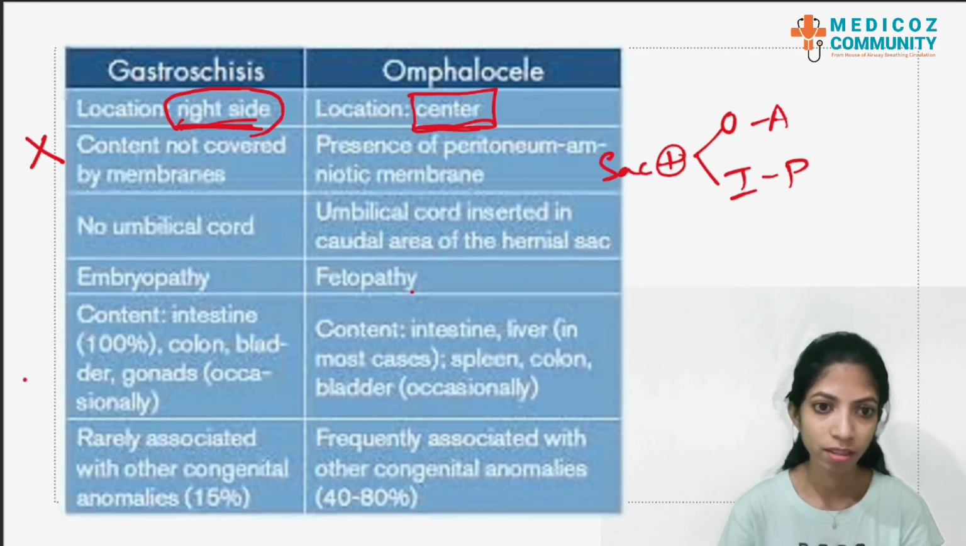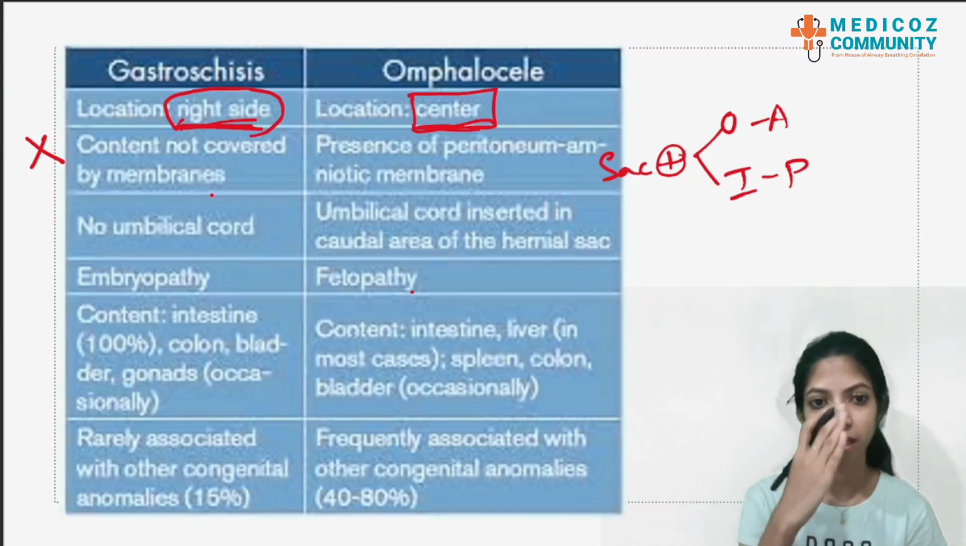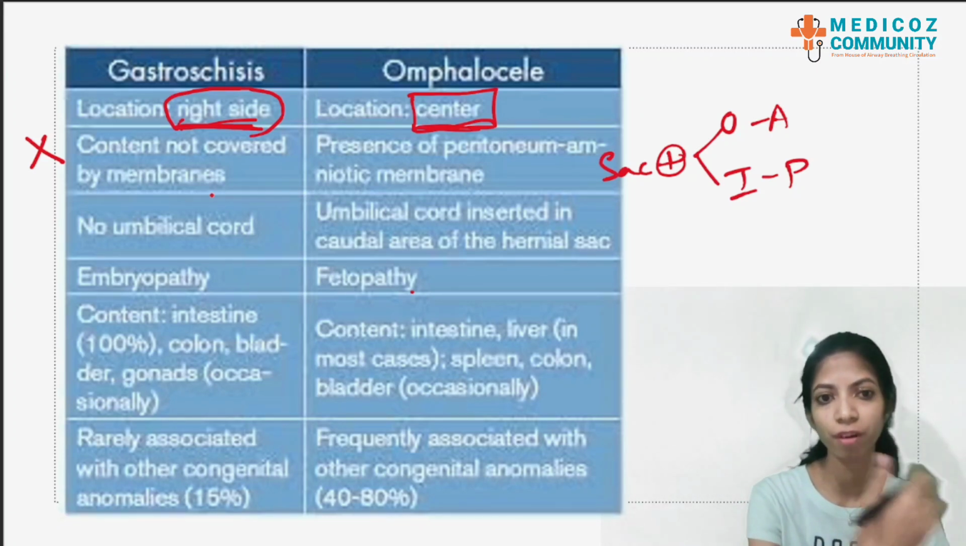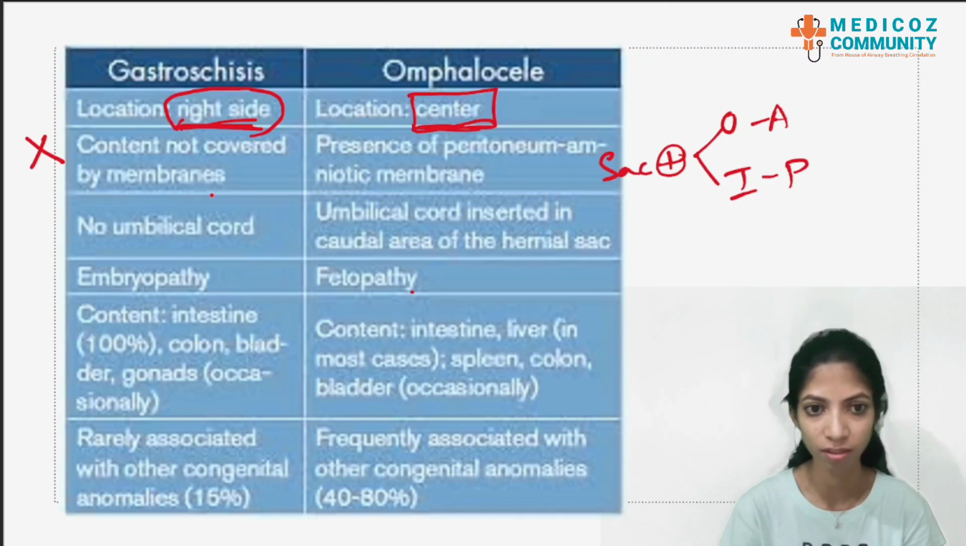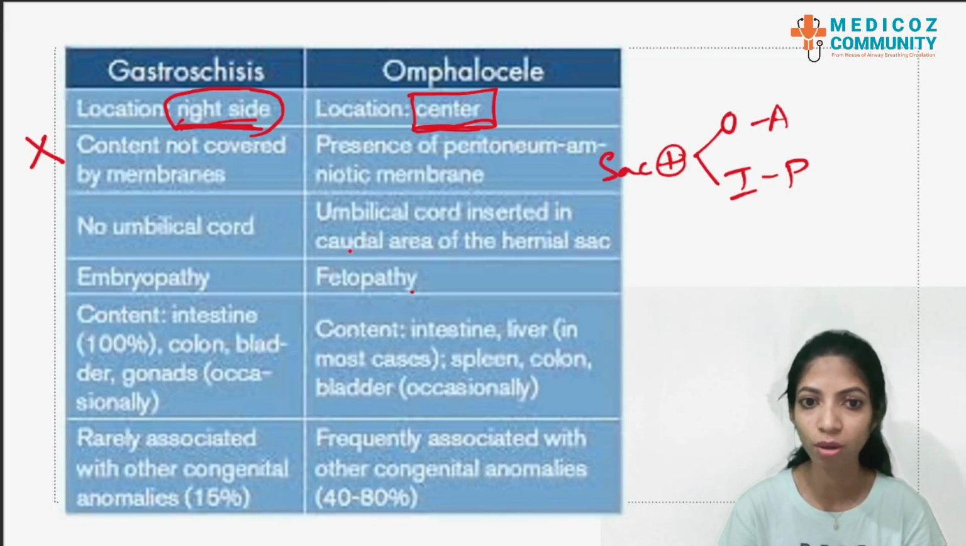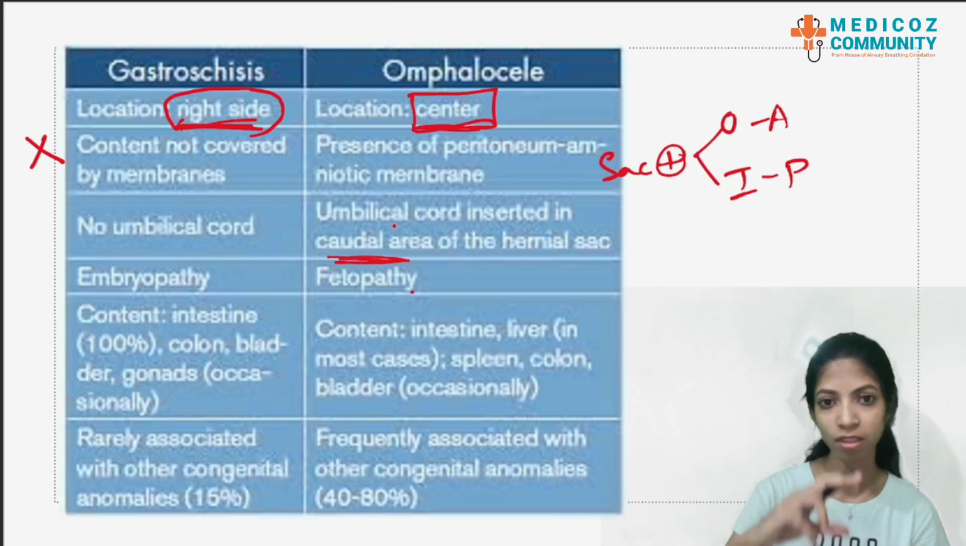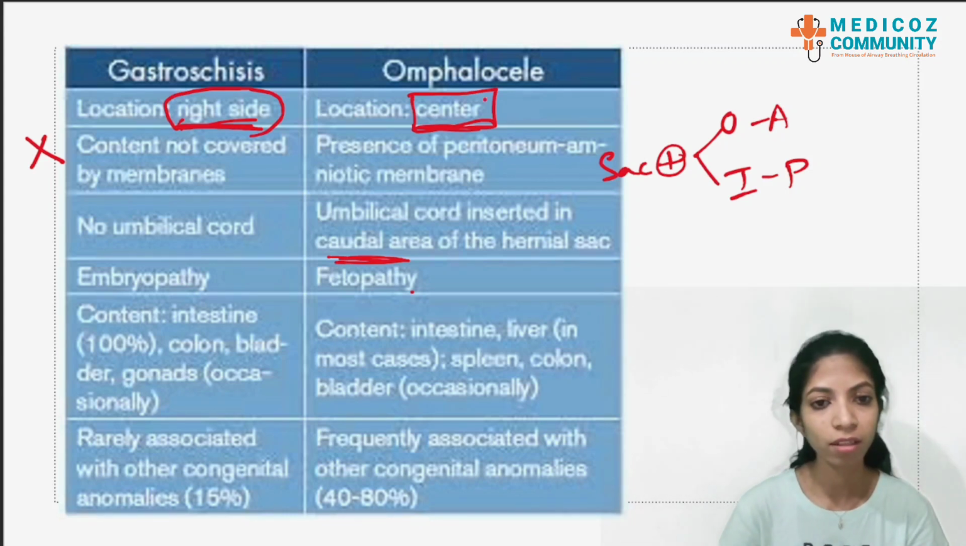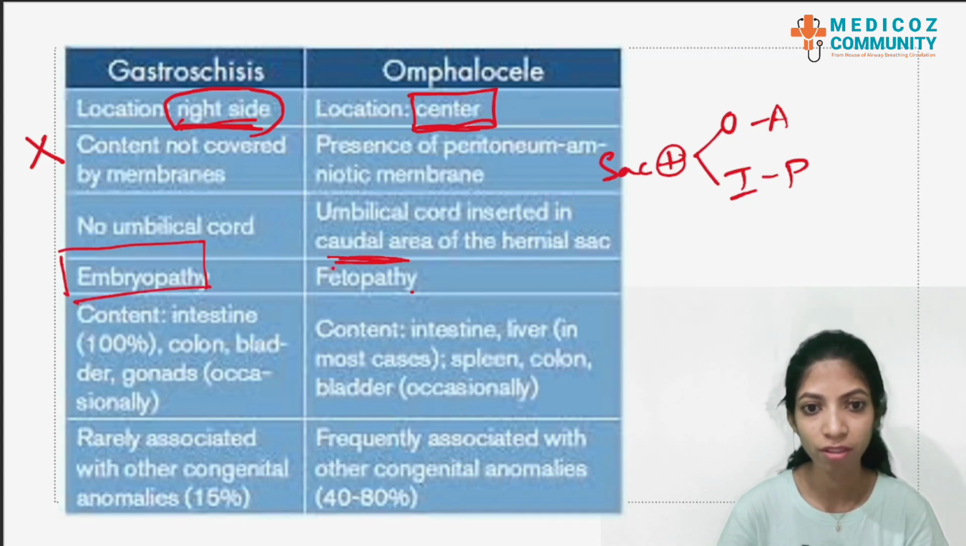And in gastroschisis, the umbilical cord is separate from this defect. This swelling is separate and the umbilical cord is separate. But in case of omphalocele, the umbilical cord is inserted in the caudal area. The umbilical cord is seen along with the sac. So that is omphalocele. And gastroschisis is an embryopathy, whereas omphalocele is a fetopathy.